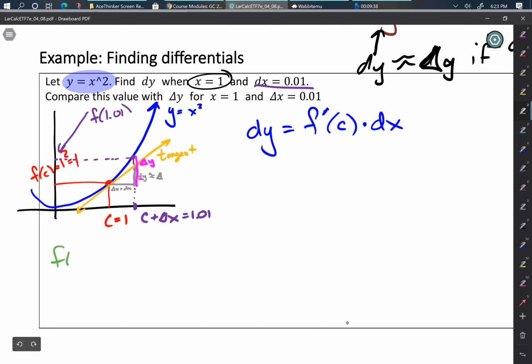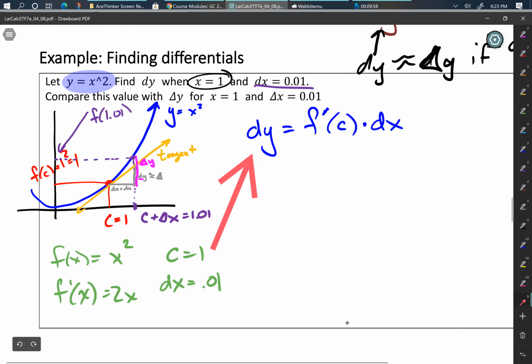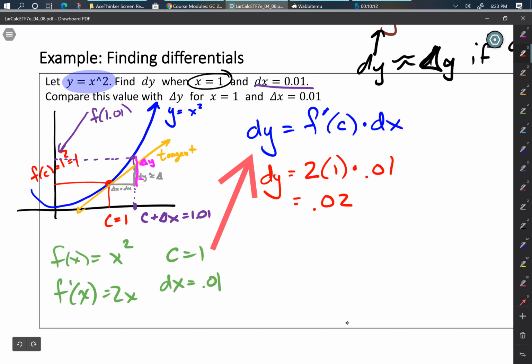Okay? So first things first. What is our function f of x? Well, our function is y equals x squared, or f of x equals x squared. So then the first derivative, f prime of x, would be 2x. C is 1. Differential dx is 0.01. So then our differential, putting all of that into that formula, we're then going to get that our differential dy is going to be equal to 2 times 1 times 0.01, or 0.02. The approximation is that delta y is approximately 0.02.